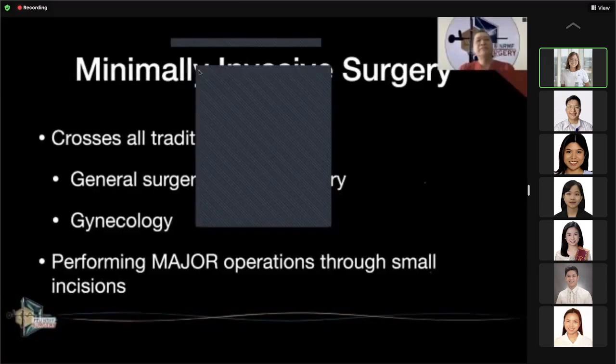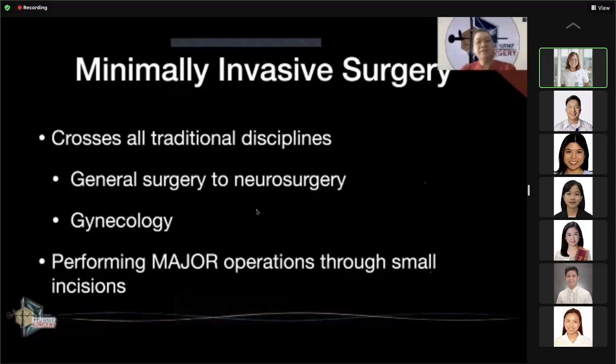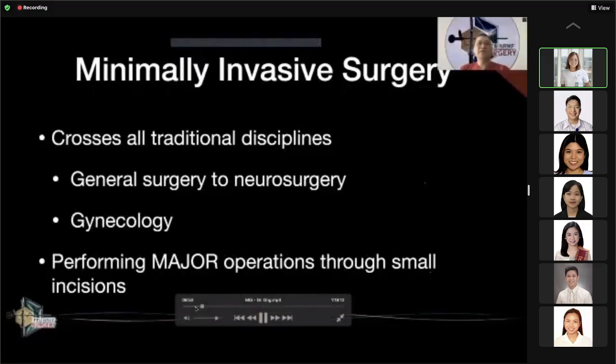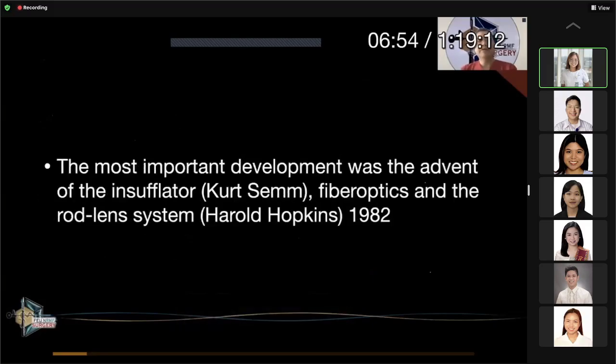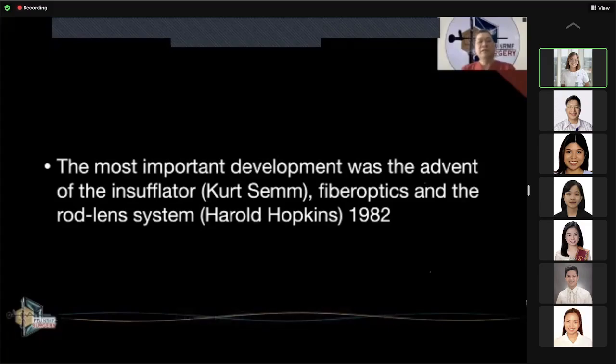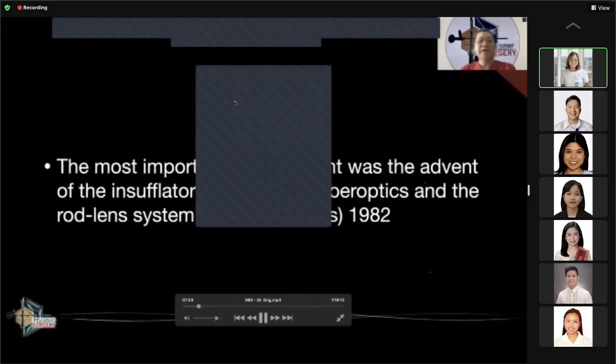So minimally invasive surgery is not only used in surgery. It crosses the major surgical or clinical departments, from general surgery, neurosurgery, gynecology, thoracic surgery, uro, development of a better insufflator. The insufflator is the machine that pumps air or carbon dioxide into the peritoneal cavity. So it creates a working space for the surgeon.